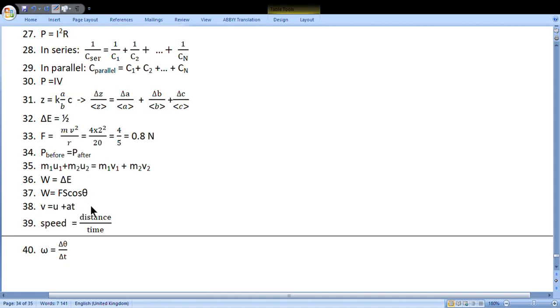Velocity equals u plus at. Speed equals distance divided by time. And angular speed equals angle divided by time.